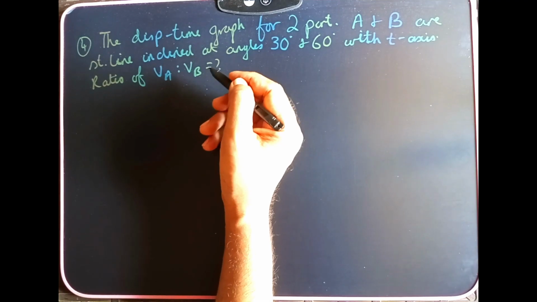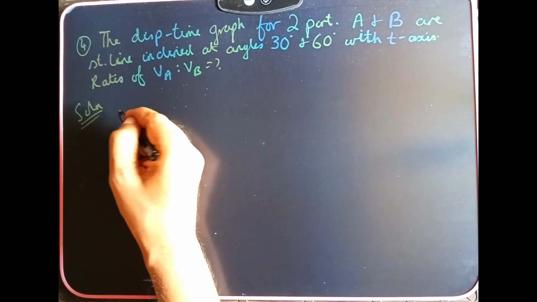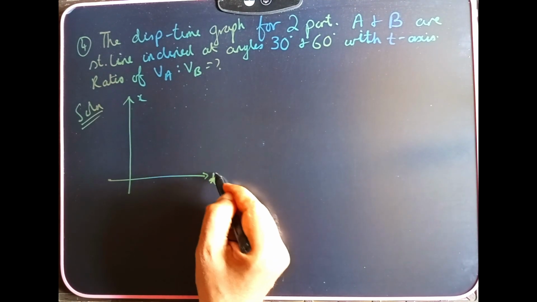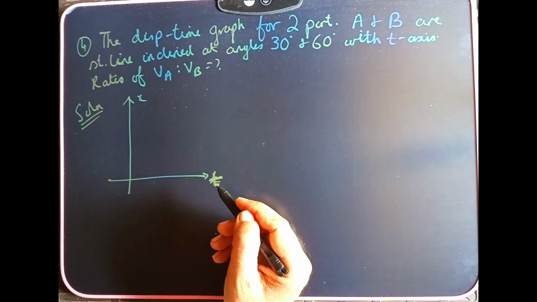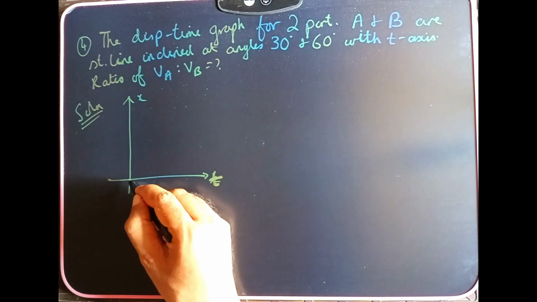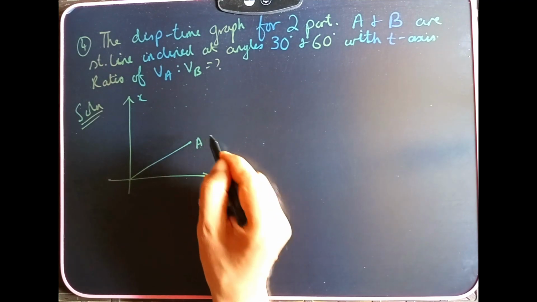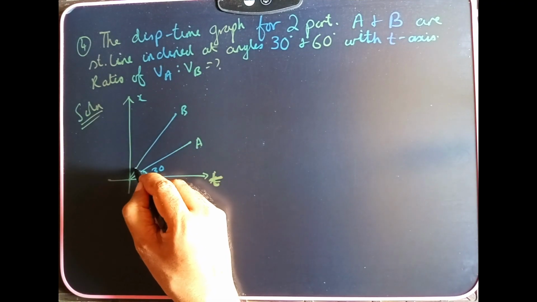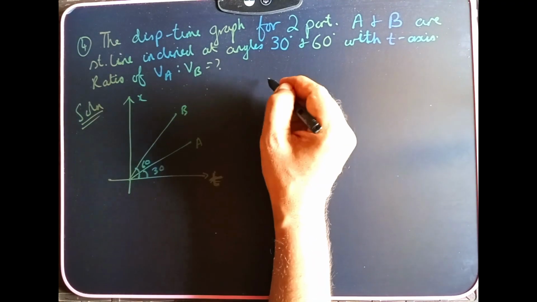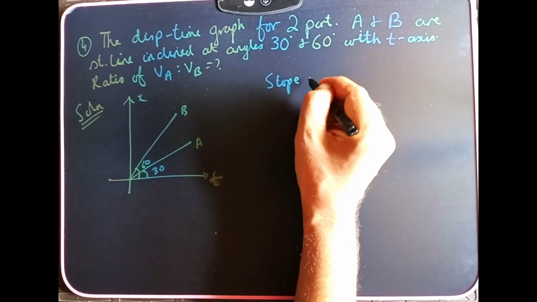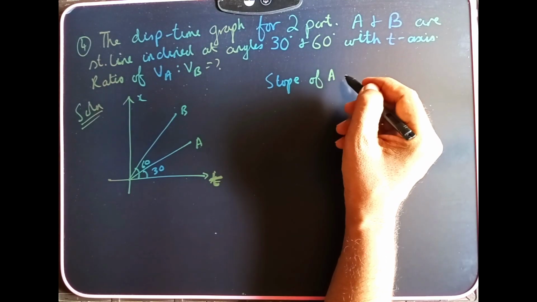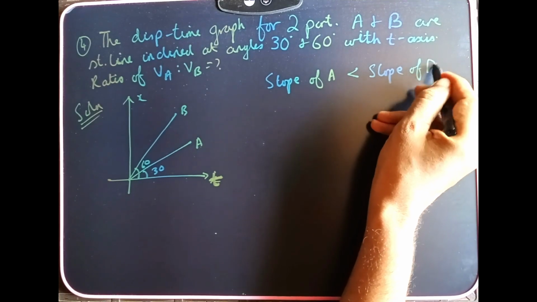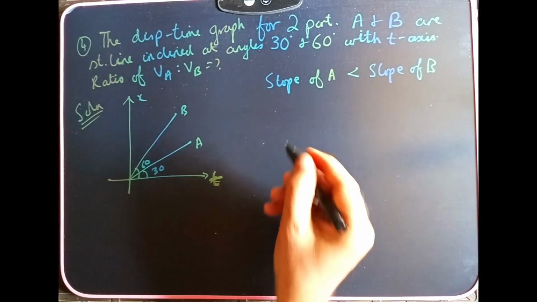This is the question. So pause and try to solve it yourself. What is given? Displacement-time graph. Sorry, this is T. A and B are straight lines inclined at an angle of 30 degrees. So A is at 30, and this is B, which is given as 60. So clearly, slope of A is less than slope of B. But anyway, it is asking the ratio.